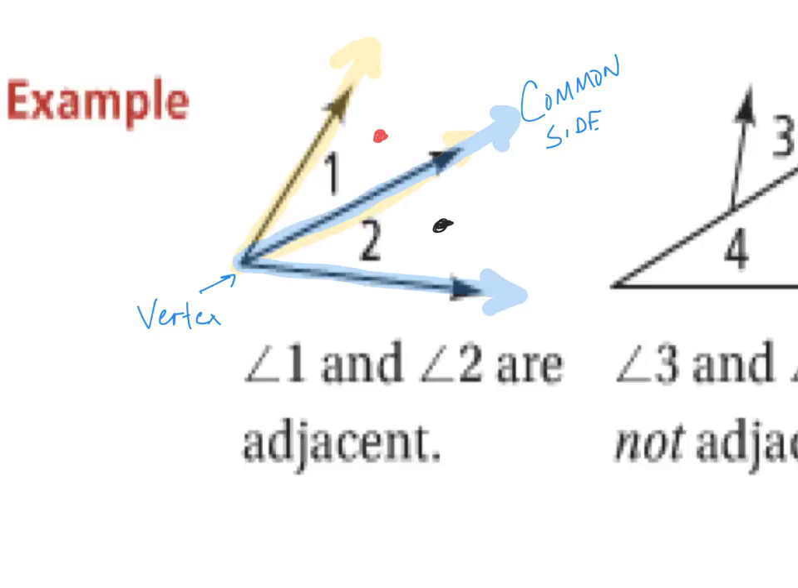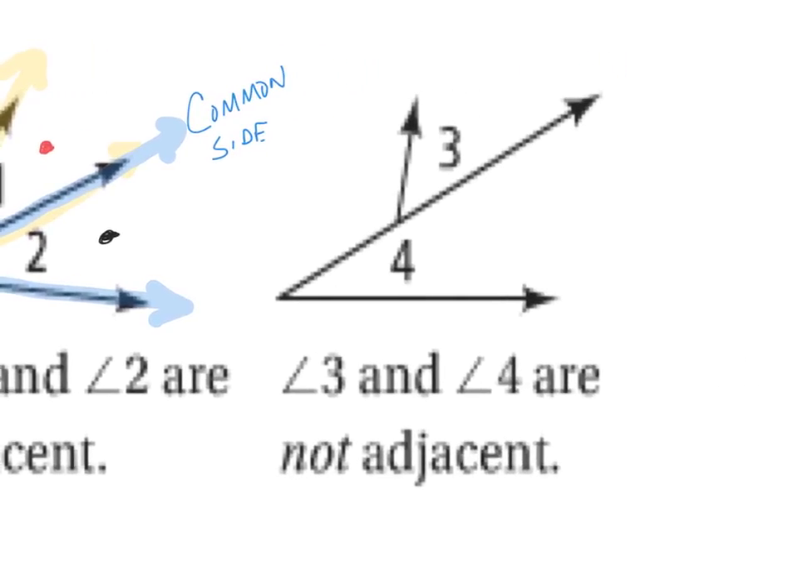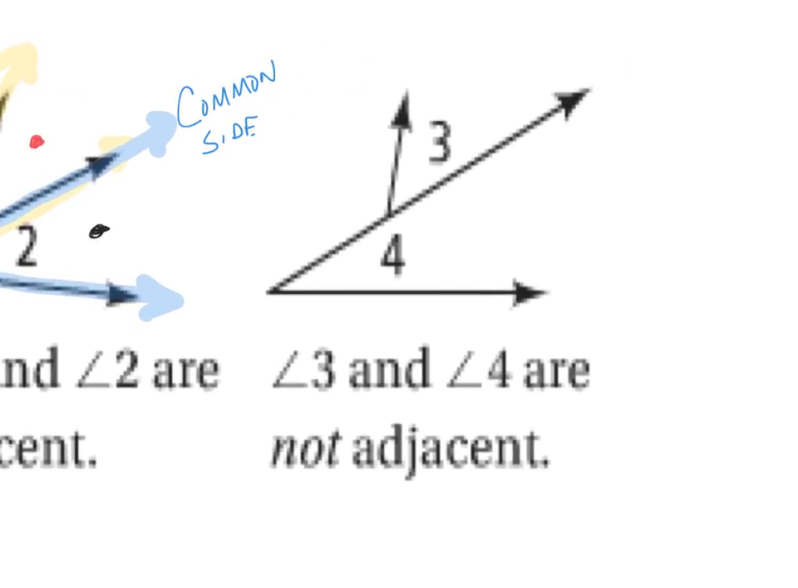Now, if you look over here at this picture, these two share a common side. In fact, it's this guy right here. This is the common side that they share, but they don't have the same vertex. Here's the spot where that vertex is, and here's the other vertex. There are two vertices in this one. Those are not adjacent angles.